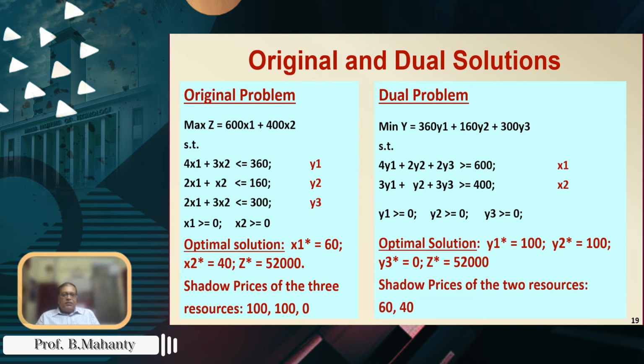Is it all right? Same thing you will see at y2 equal to 100. So the dual variable exists, right? It has a value. So what would happen to the primal slack in the second constraint?